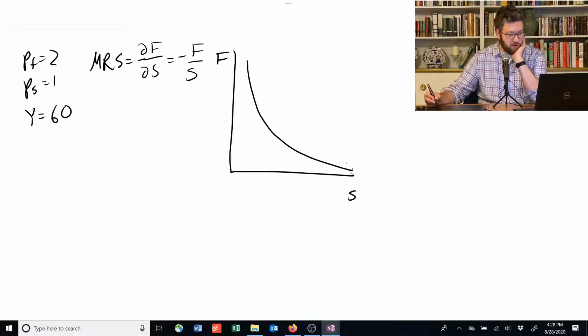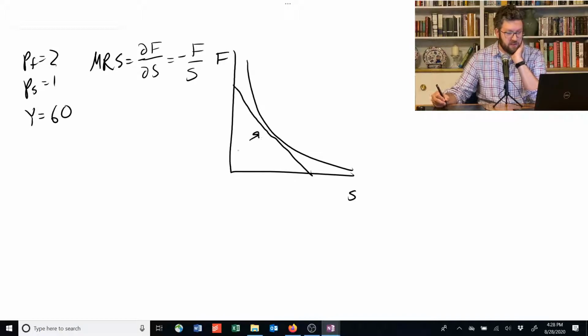So what does that mean? When we have a lot of food and a little bit of shelter, we have a really steep line. We'd be willing to give up a lot of food to get a bit of shelter. And when we're down here, we have a really shallow line when F is small and S is big. And we also need to draw in here a budget constraint, something like this.